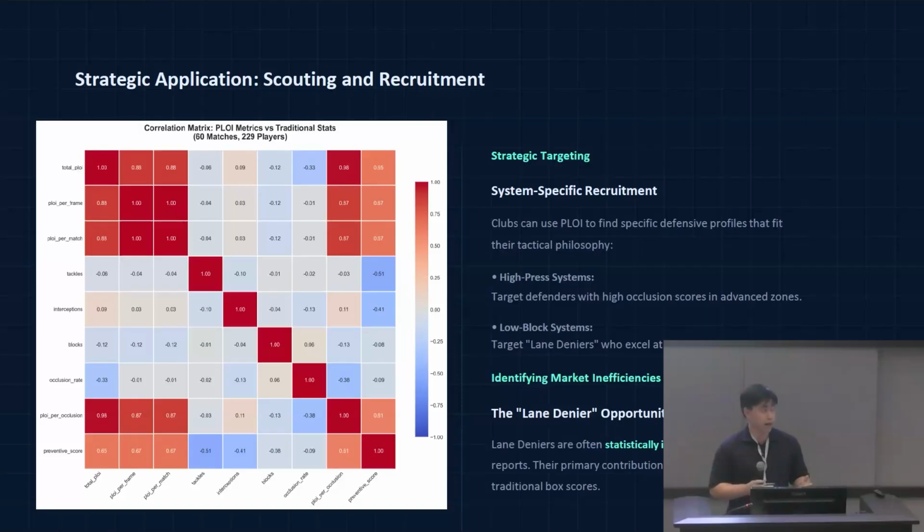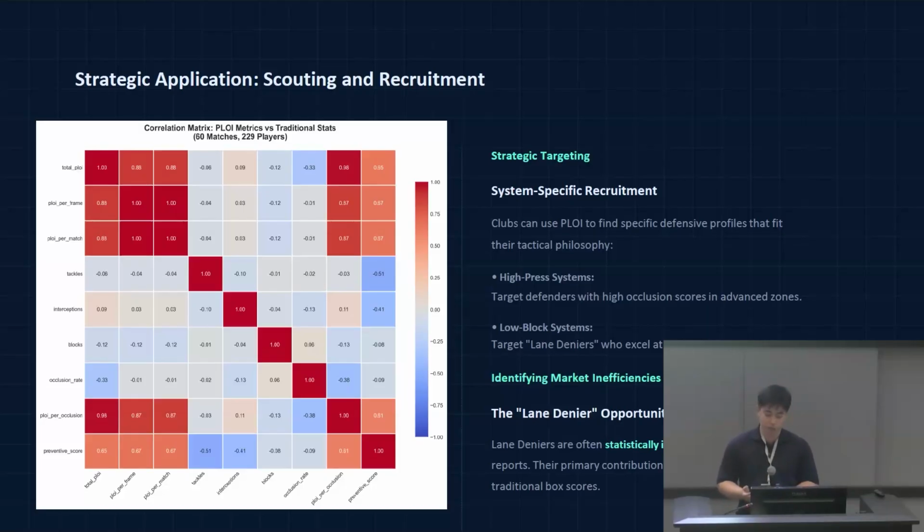On the coaching side, I go a little bit deeper in the paper on pressing efficiency. For a team that concedes few shots and still allows easy progression through the midfield, PLOI can flag that problem by showing you that your midfield lanes aren't being occluded consistently. So it becomes a diagnostic tool for structure rather than just an individual player rating.